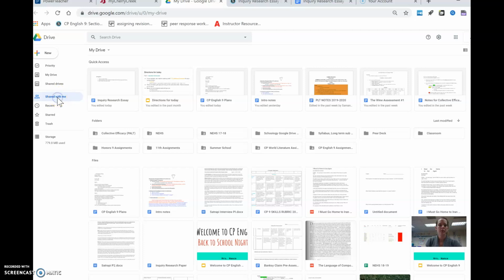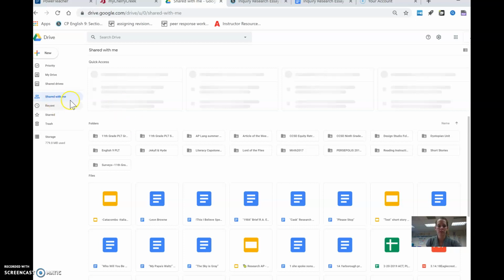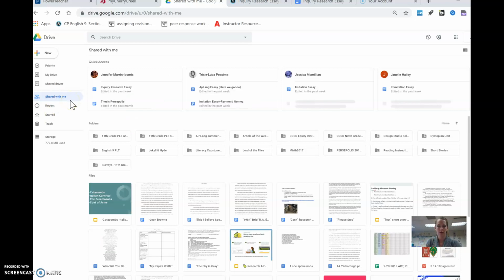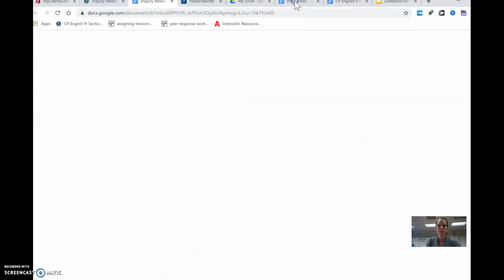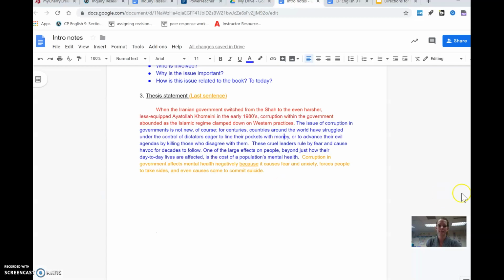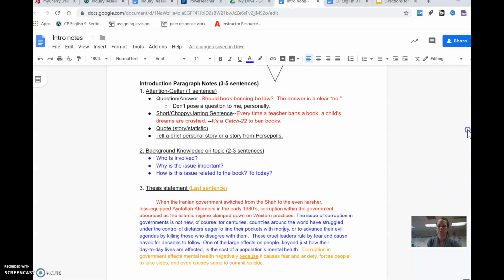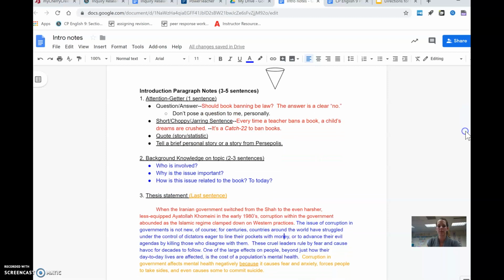And in your Shared with Me documents, so it's a totally different link for you, you will find a document that says Introduction Notes. It'll be the thing that's most recently shared with you. And really, here are the notes of the things that I want you to put in your introduction paragraph.